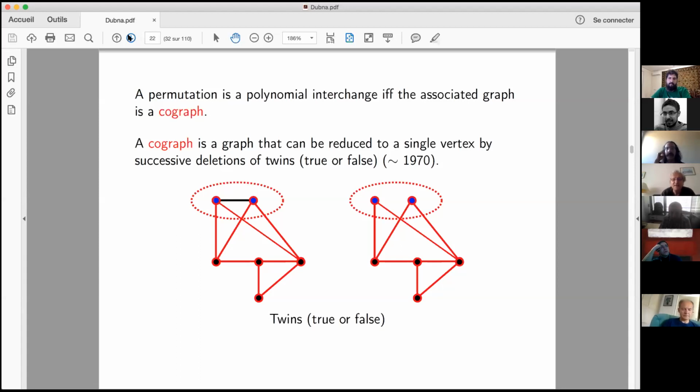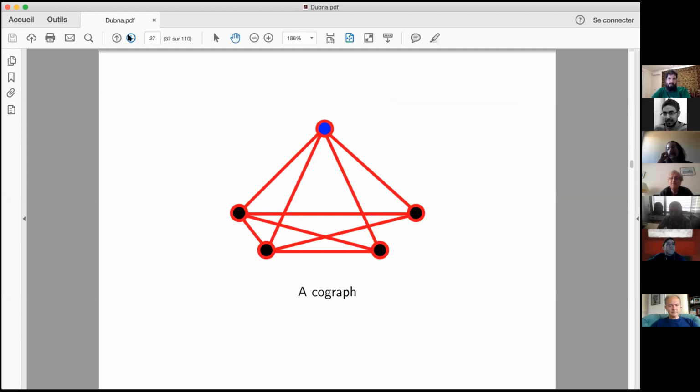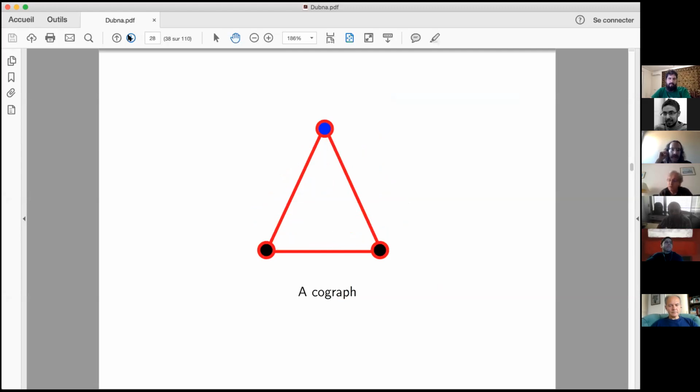However, here's the definition. Take a graph like this one. Try to look for twins. Look at this. The 2 blue vertices are twins. If you find 2 twins, you delete one of them. You get a smaller graph. Now you look for twins in this new graph. You have 2 new blue vertices. They are twins, false twins in this case. Delete one of them. Look for twins. Here you find 2, and you go on.